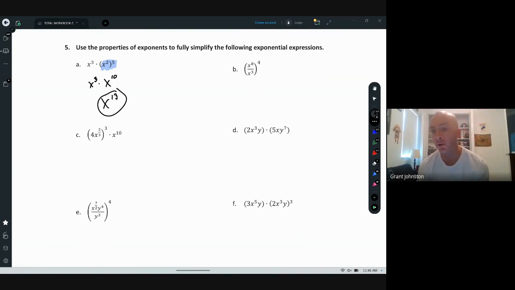B, there's a couple approaches, but I'm first going to bring that 4 in. If I multiply that 4 in, this is going to be x to the 32, because 8 times 4 is 32, and 4 times 3 is 12. Then I can simplify this further because I have the same base, both x. 32 minus 12 is 20.